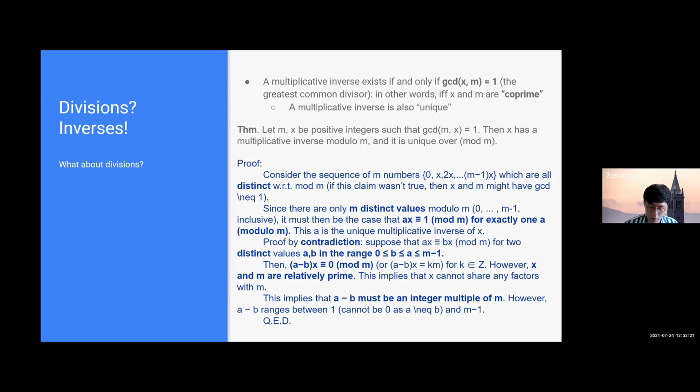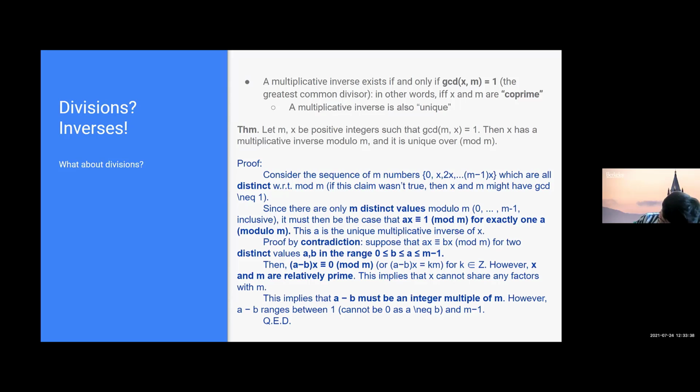So let's say we have a theorem. A multiplicative inverse only exists if x and m are co-prime, which means their greatest common divisor is 1. And then the multiplicative inverse is also unique. So we're now going to prove this one.